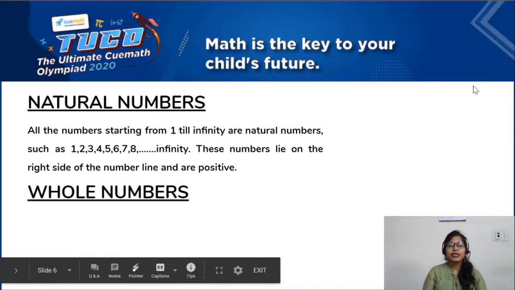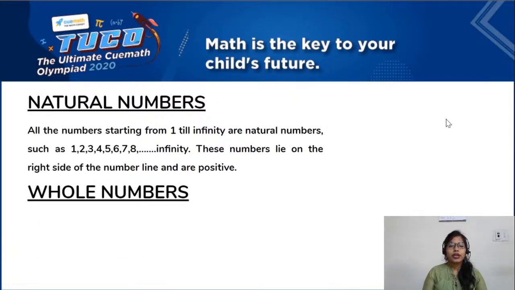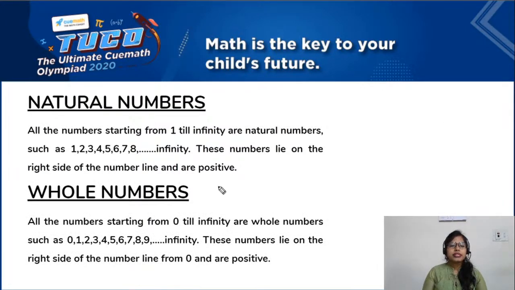Going ahead, coming to whole numbers, let's see what whole numbers are. We already saw in the last slide that it starts from 0, and it's very, very similar to natural numbers, except for the fact that it includes a 0 with it. These numbers lie on the right side of the number line from 0 and are positive. So including a 0, all the other numbers which are lying on the right side of the number line are known as whole numbers.